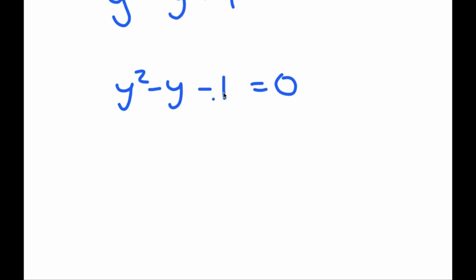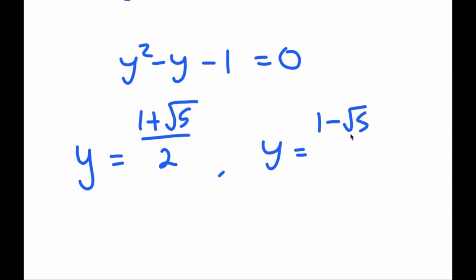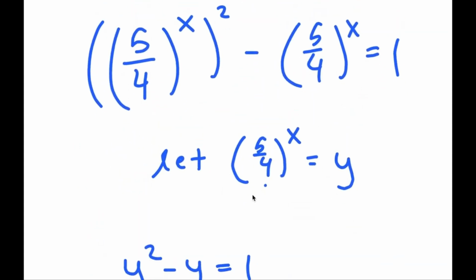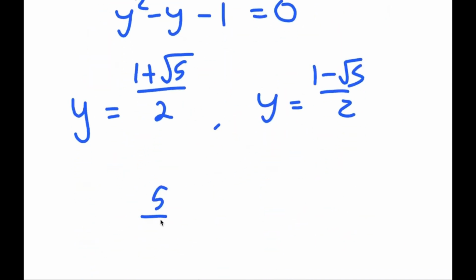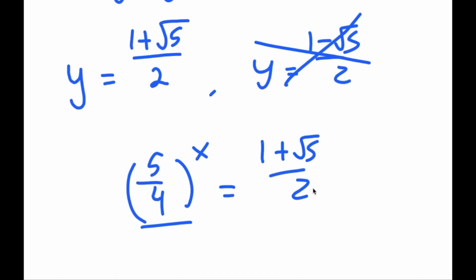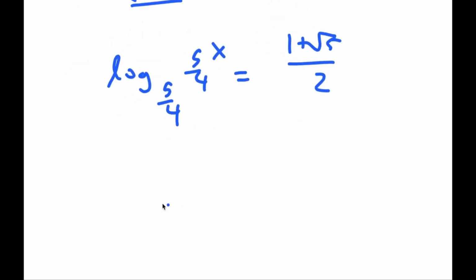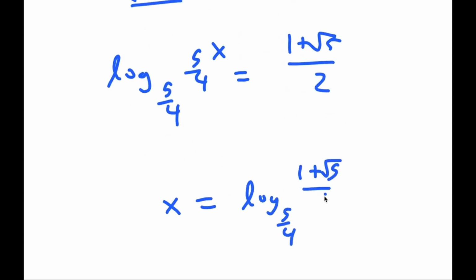So I get two values of y. If I plug this into the quadratic formula, I get y is equal to 1 plus the square root of 5 over 2, and y is equal to 1 minus the square root of 5 over 2. So recall how 5 over 4 to the power of x is equal to y. Well, if 5 over 4 to the power of x is equal to y, we can't make this equal to a negative number because you can't take the power of a positive number and make it equal negative. So this is my equation here. And if I take the log base 5 over 4 on both sides, I get x is equal to log base 5 over 4 of 1 plus the square root of 5 over 2.